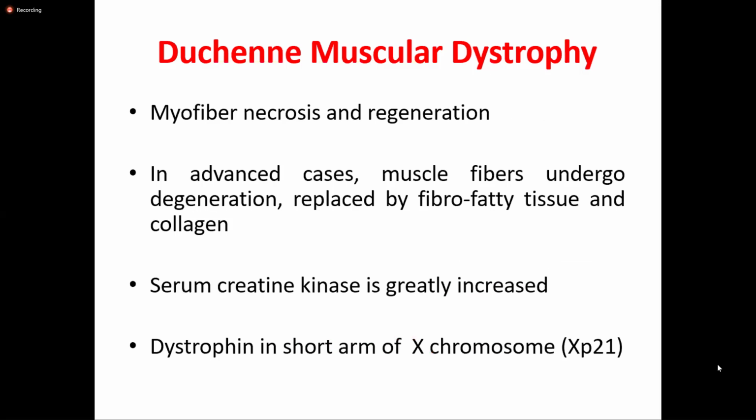What happens is that there is myofiber necrosis and regeneration. I'll show you this in a picture. The muscle undergoes degeneration as well and is replaced by fibrofatty tissue and collagen. But the characteristic finding is an increase in the serum creatine kinase level. And this dystrophin gene is located on the short arm of chromosome X, region 2, band 1. I'll be showing you this finding in the picture and it will be clear for you.